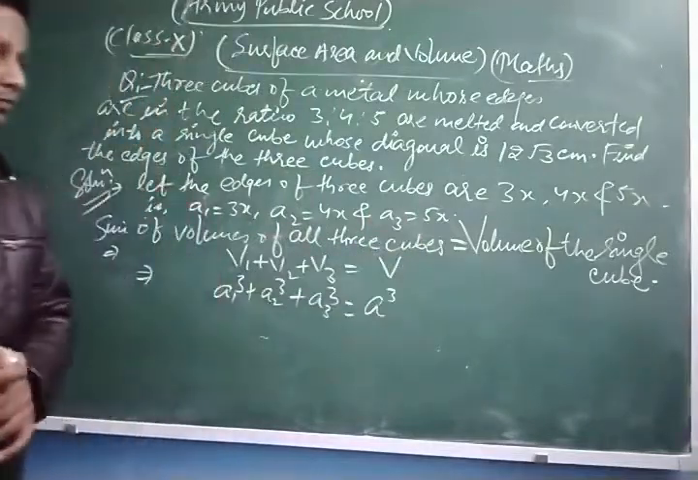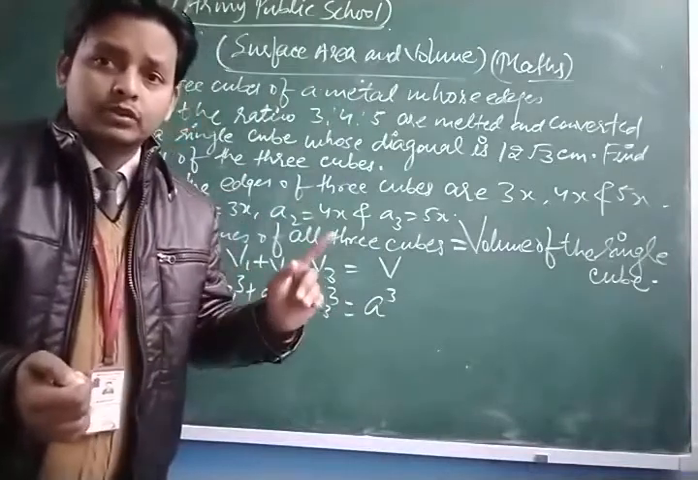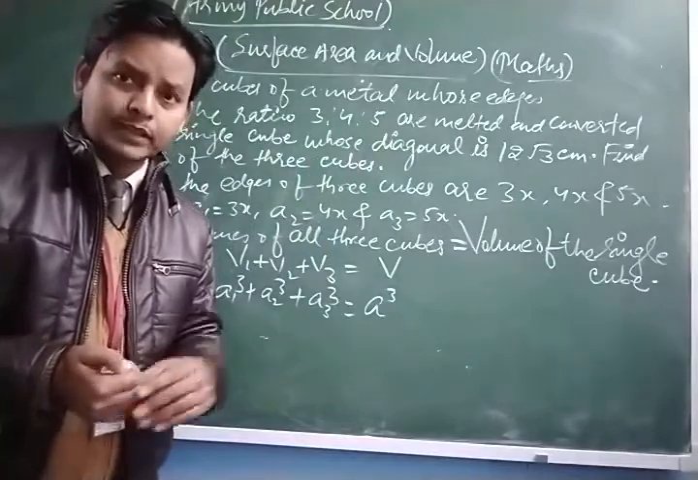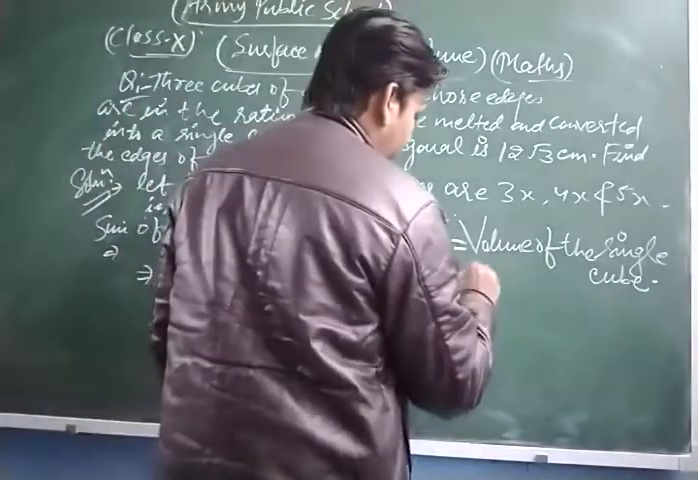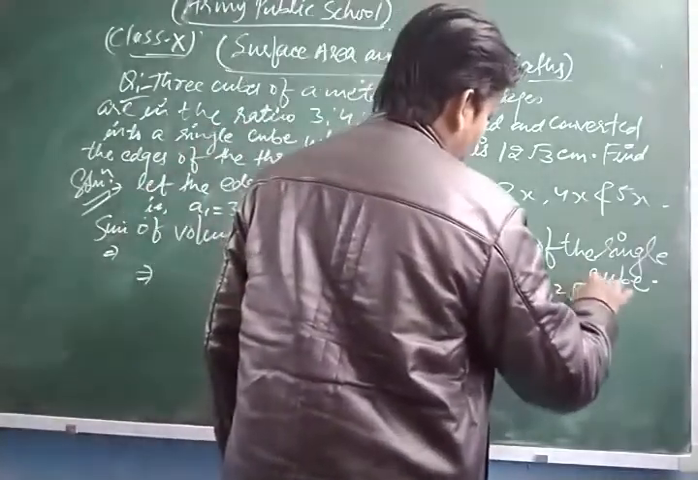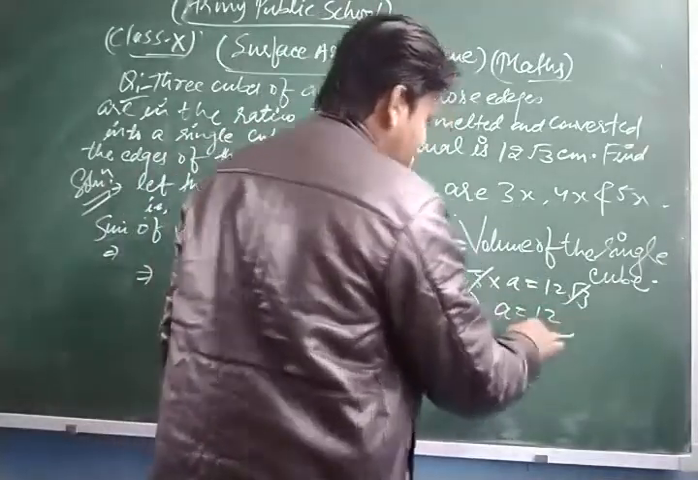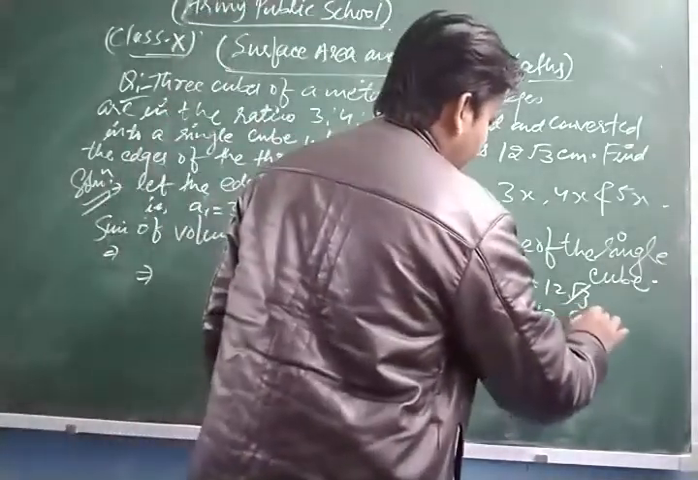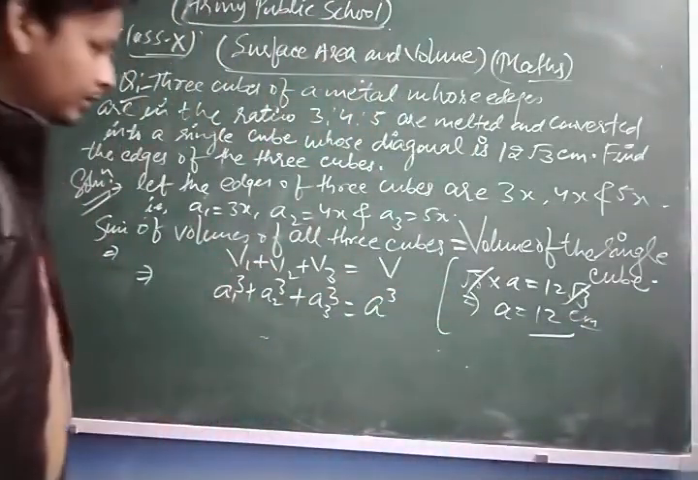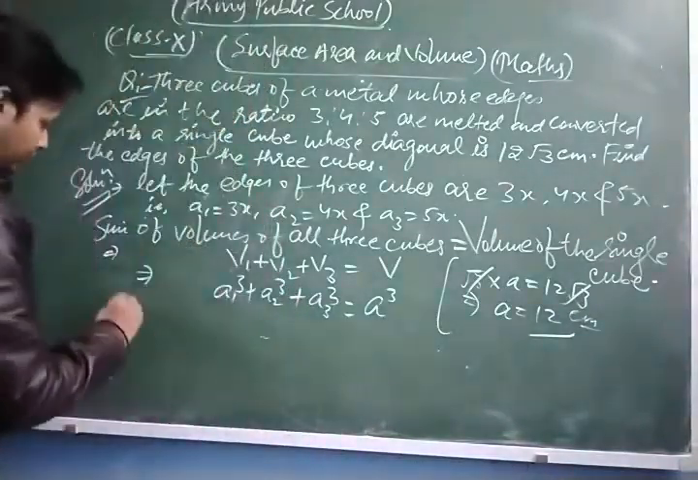But look, the side of the single cube is not given in our question, but its diagonal is given. And we know that if A is the side of the single cube, then its diagonal will be root 3 into side. And root 3 into side is equal to 12 under root 3. Root 3 cancel each other. Thus, the edge of the single cube is 12 centimeter.